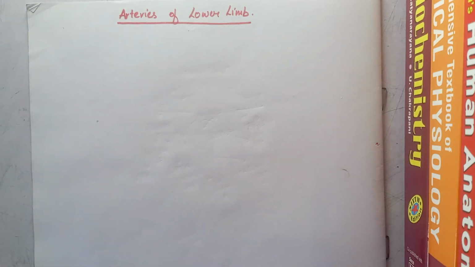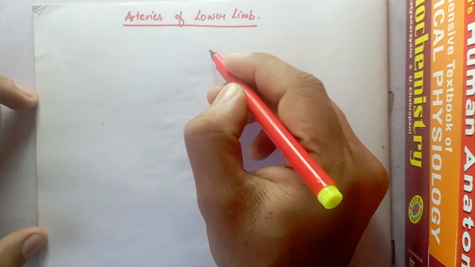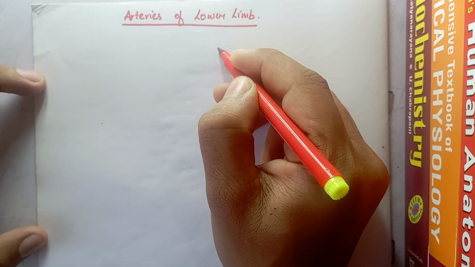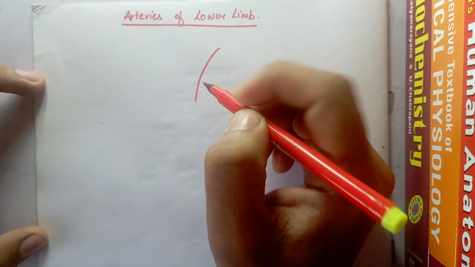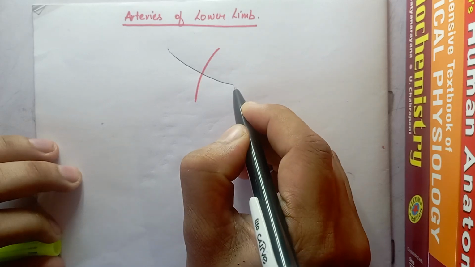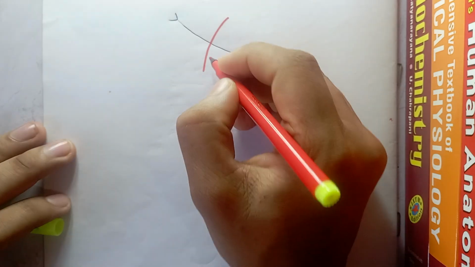So coming on to the further part of the video, I'll start with the drawing. First we will draw the anterior compartment, and then I will upload a next video on the posterior compartment or the plantar part. As I'm saying, the anterior compartment, I'll start with the external iliac artery. Imagine this is the inguinal ligament. After passing the inguinal ligament it is the femoral artery.